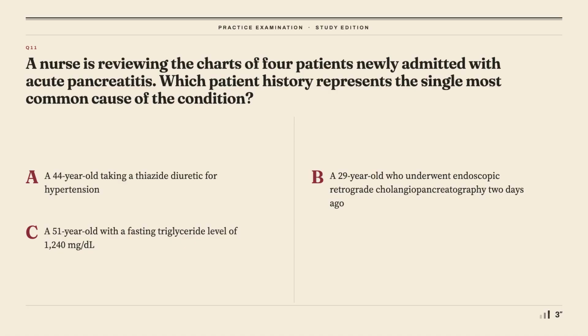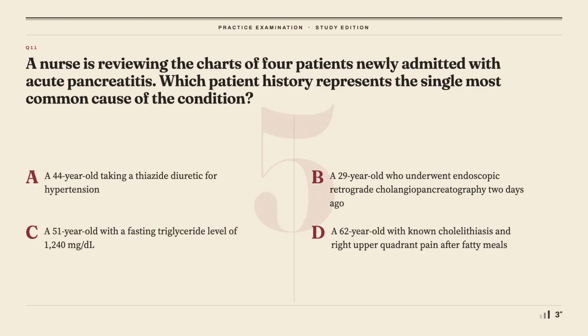C. A 51-year-old with a fasting triglyceride level of 1,240 mg/dl. D. A 62-year-old with known cholelithiasis and right upper quadrant pain after fatty meals. Before I reveal it, which one do you think is right?